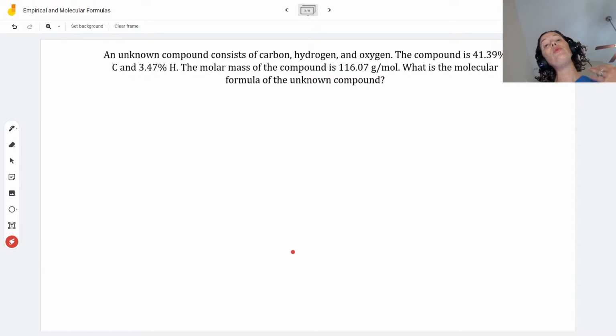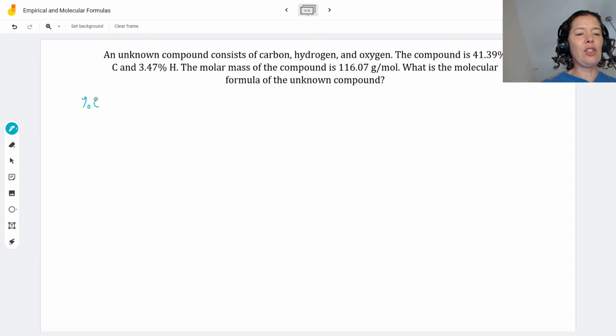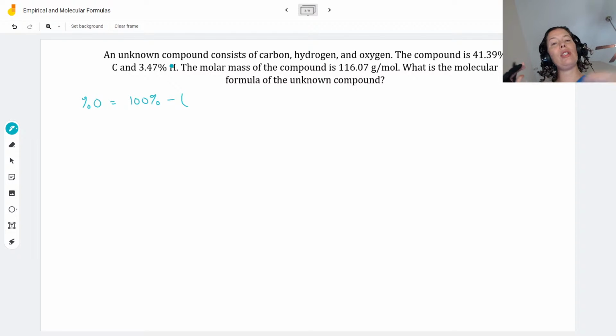So we need to determine our percent oxygen. Now, this is actually very easy, but it's a step that is often missed. So make sure you have percentages for all of your compounds. So we need to get the percent oxygen, and this is simply going to be 100% minus these 2%. So all of your percentages, if you add them up, should give you 100%.